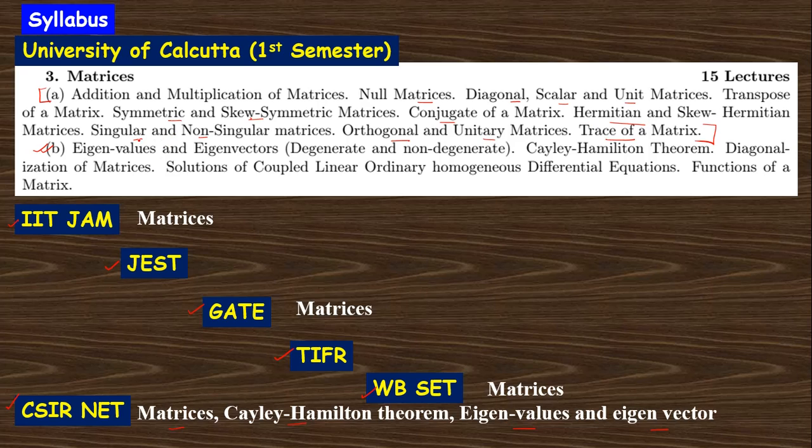Singular, the determinant will be 0, non-singular, determinant not equal to 0. Orthogonal, A transpose will be I, unitary, A dagger will be I. Trace of a matrix, the sum of the diagonal elements. I think I covered this part.